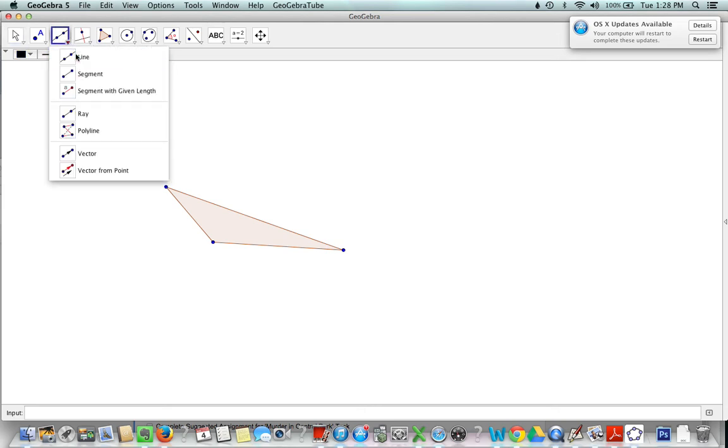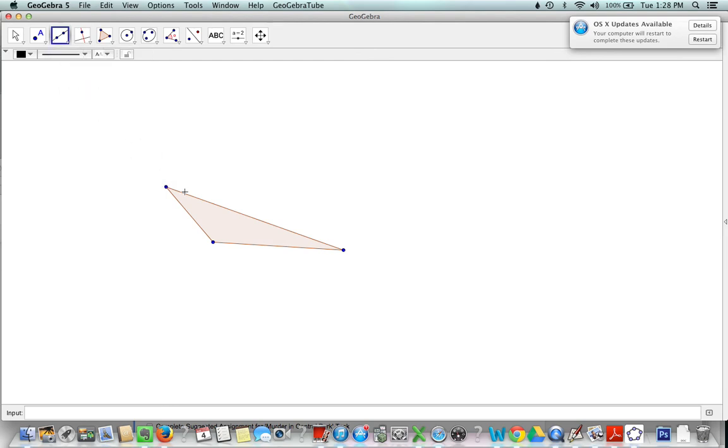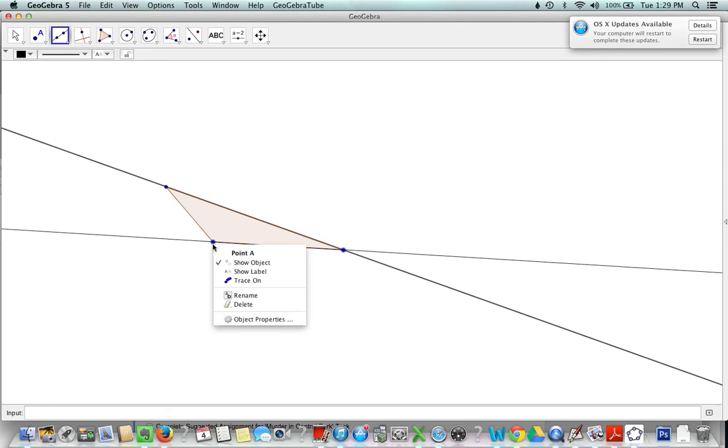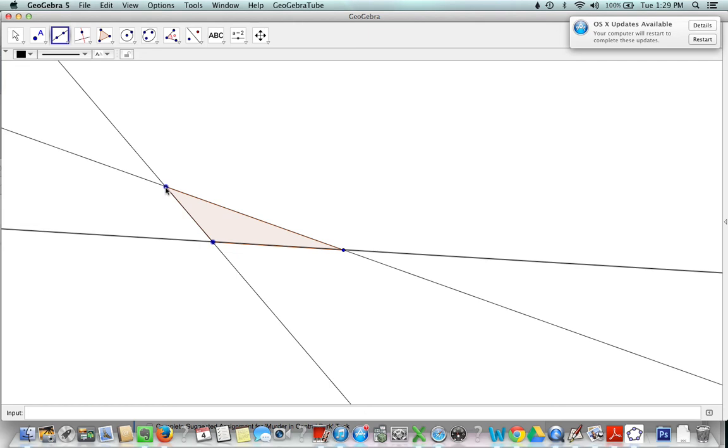So let us create some lines using our line tool from point to point. We need 3 of those lines, so another here, and finally a 3rd here. Now that we've extended our 3 line segments and turned them into lines, we can make perpendicular lines going to those, or perpendicular segments going to those lines. So we're making our altitudes now.